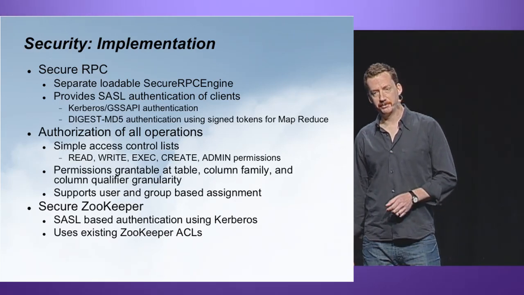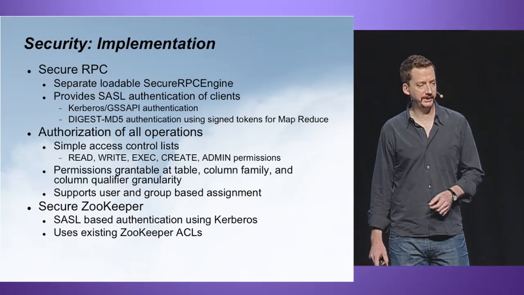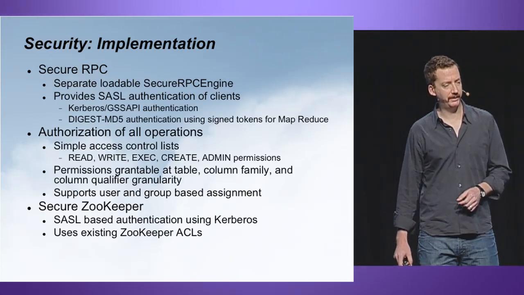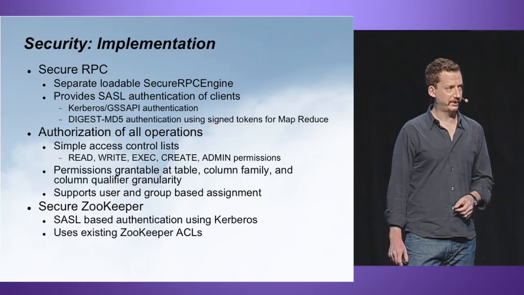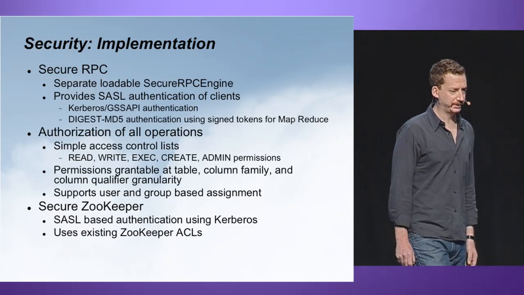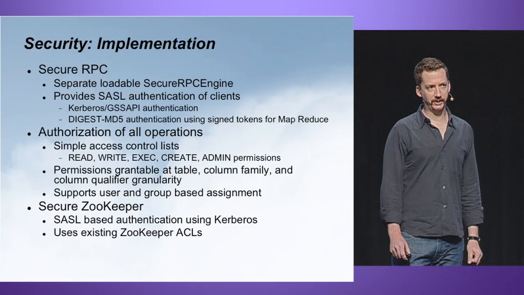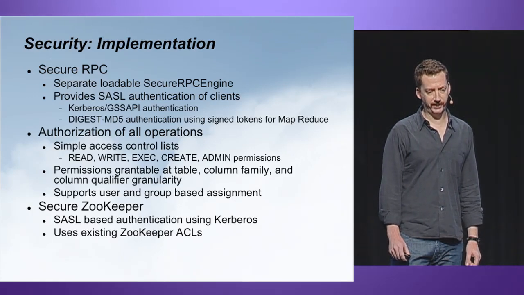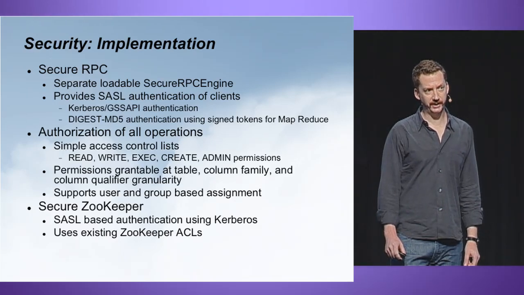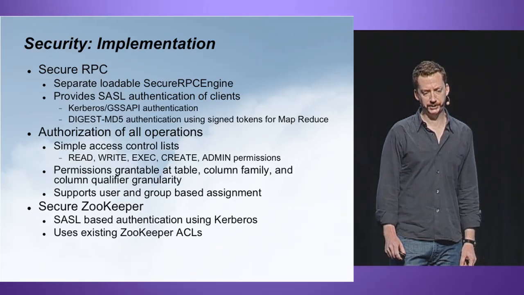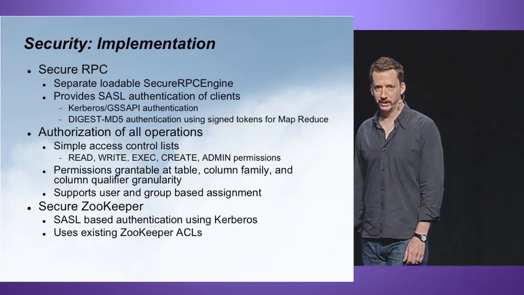The RPC engine provides SASL authentication of clients, both Kerberos GSSAPI based, as well as a digest MD5 implementation that uses signed tokens for MapReduce clients. Again, very similar to what Secure Hadoop provides. Authorization is performed by a loadable coprocessor. And for that, we have a simple list of permissions that can be assigned to users or groups, again, at the table, column family, or individual qualifier level.